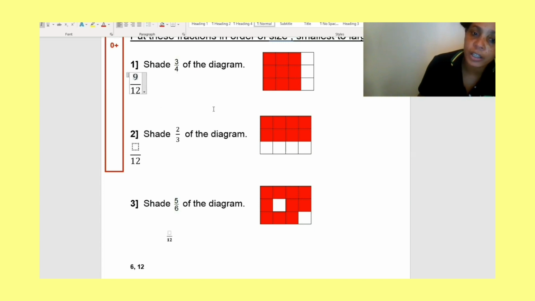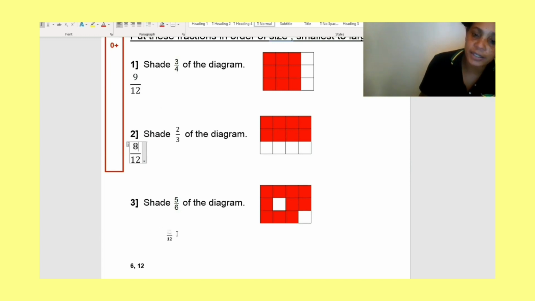Here we have 2/3. Of every 3, I've taken out 2, of every 3, I've taken out 2, of every 3, I've taken out 2, and of every 3, I've taken out 2. So 2, 4, 6, 8. So 8 out of 12 is the same thing as 2/3.